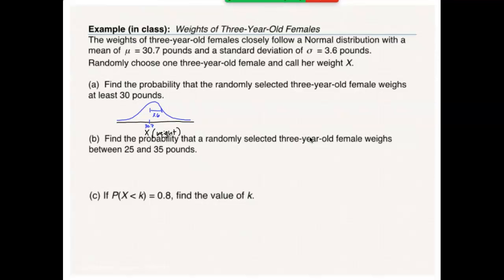And we want the probability that a randomly selected three-year-old female weighs at least 30 pounds. So at least means greater than or equal to. So probability that X is greater than or equal to 30.